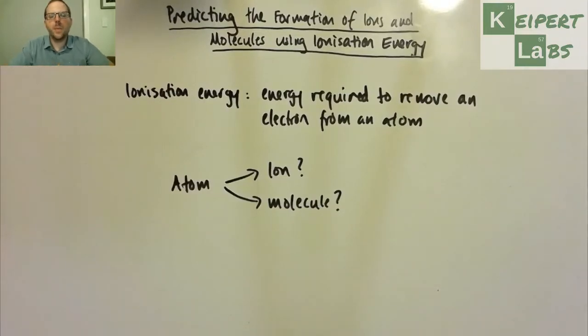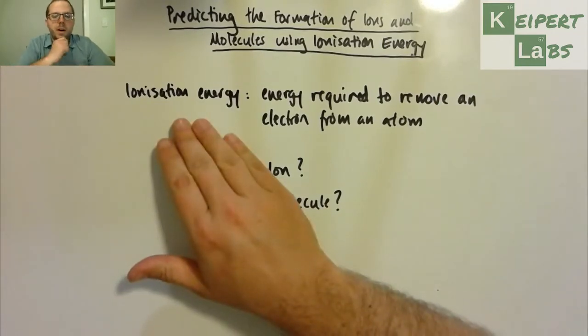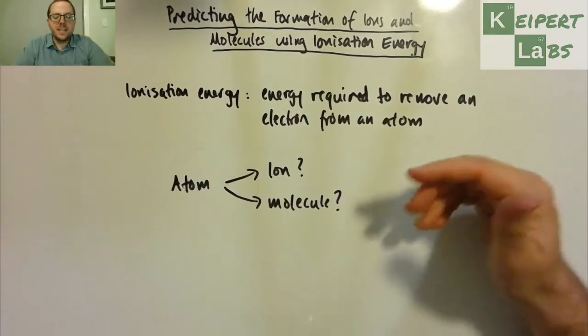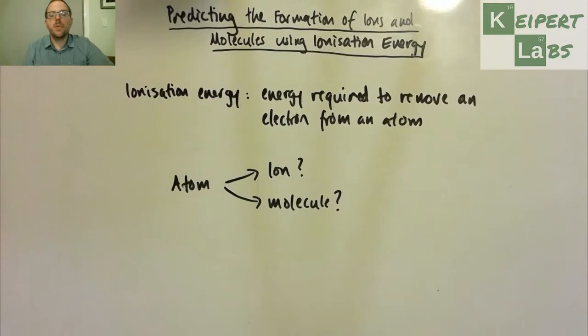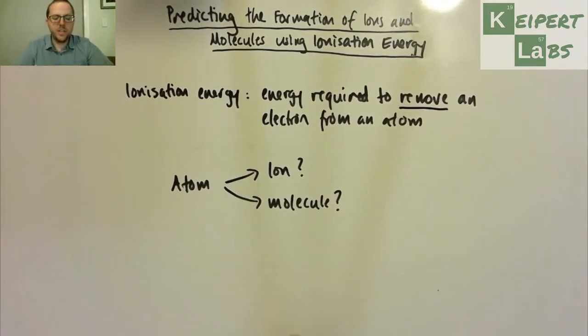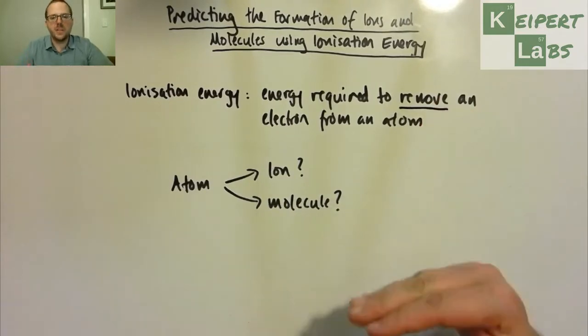In today's video we're going to be predicting the formation of ions and molecules using ionisation energy. In the previous videos we've been developing this concept of what we mean by ionisation energy, and we've defined it as the energy that's required to remove an electron from an atom, so the energy required to turn it into a positive ion by removing one electron at a time.